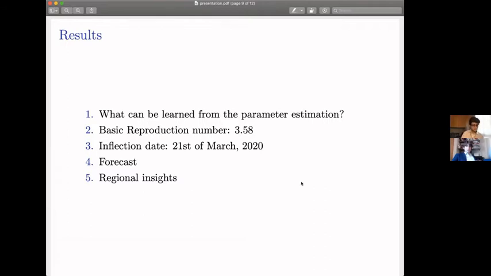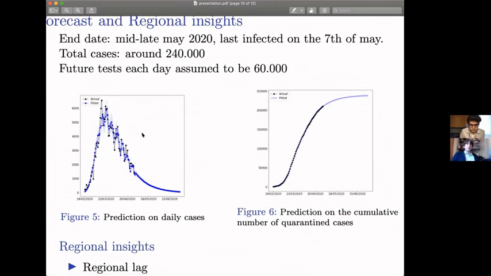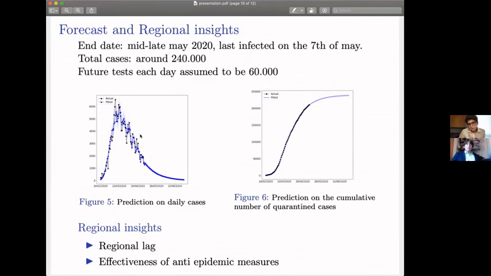Okay, thank you, Marco. And now let's take a look at our forecast. In figures 5 and 6, we plot our predictions for the daily cases and for the total cumulative number of cases. As you can see here, our model fits the real data very well. And according to our estimation, based on testing 60,000 people a day, the figure for final total infected cases would be around 240,000. And our previous underestimation was caused by the relatively small number of tests performed until the end of March.